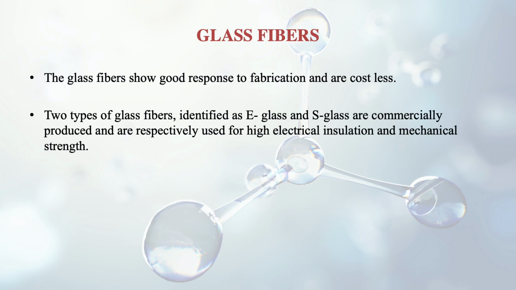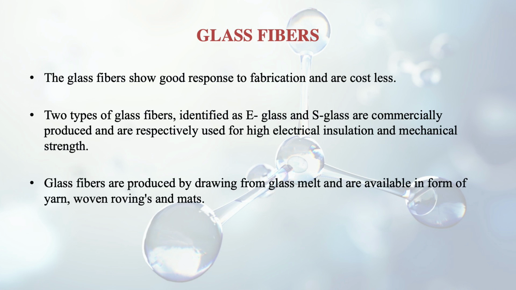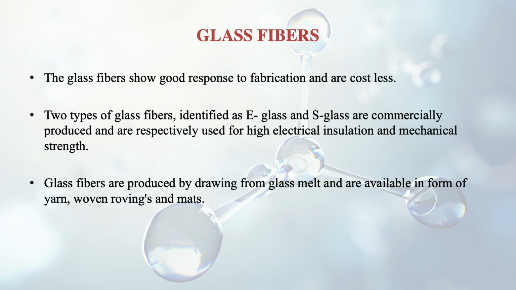There are two types of glass fibers. One is the E glass fiber and the other is the S glass fiber, and both are commercially produced. They are generally used for high electrical insulation and also where mechanical strength is required. Glass fibers are produced by the drawing process from glass melt. You can learn about this from manufacturing science. In the drawing process they are produced in the form of fibers or wires, and in detail you can learn from manufacturing science. They are available in the form of yarn, woven rovings and mats.